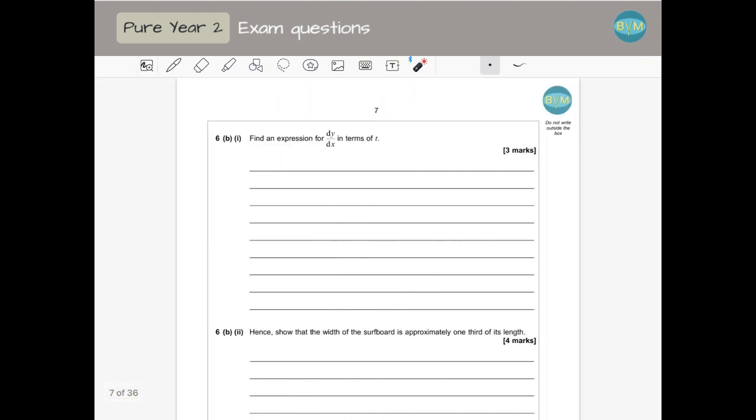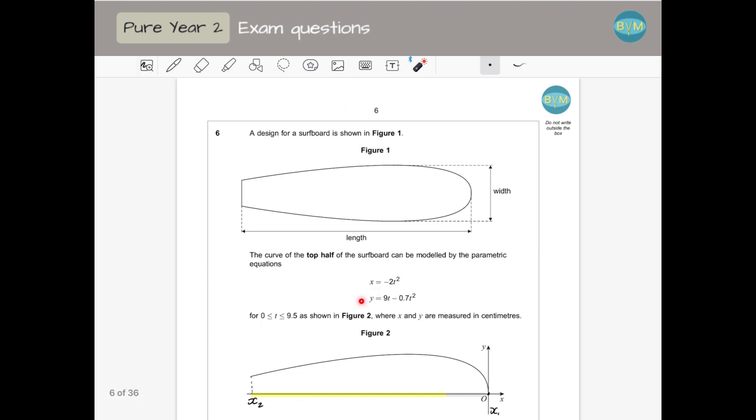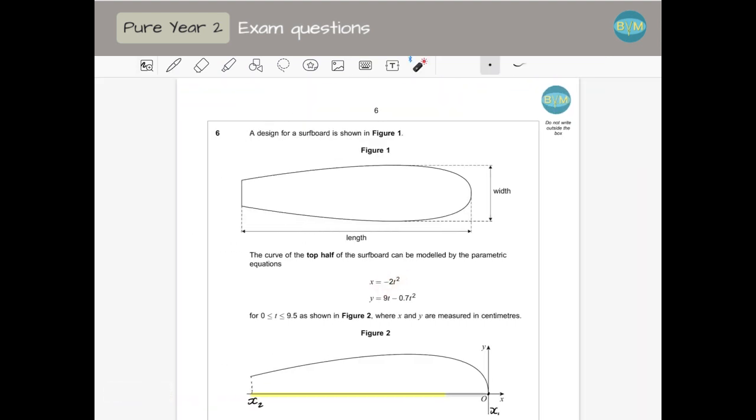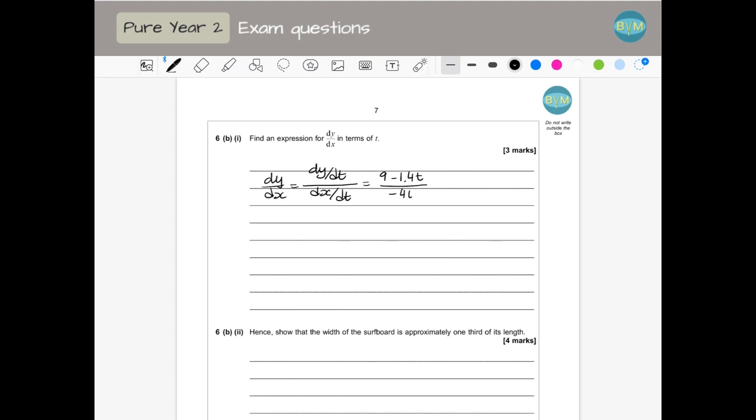Next part. It says, find an expression for dy by dx in terms of t. Remember, when we are differentiating parametric equations, dy by dx is dy by dt over dx by dt, so we are differentiating x and y with respect to t. In the numerator, I'm going to have the derivative of my y, which is 9 minus 0.7 times 2t, so 9 minus 1.4t. And the denominator is going to be the derivative of x, which is minus 2 times 2t, so minus 4t. And that's my expression. It's in terms of t, and they don't ask me to write it in any particular way, so I wouldn't do anything with it.